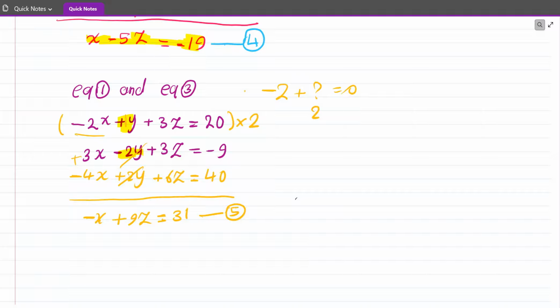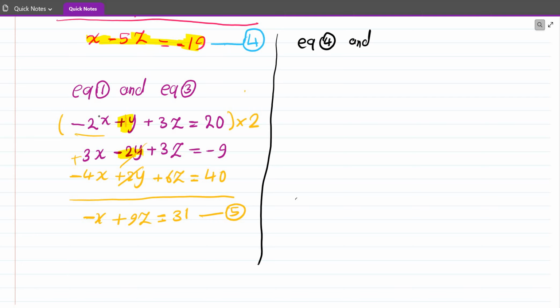Equation 5 and 4 together. Okay, let's erase this part. Let's draw a line to see both equations. So equation 4 and equation 5. In equation 4, I have x minus 5z equals negative 19. And the other one, I have negative x plus 9z equals 31.